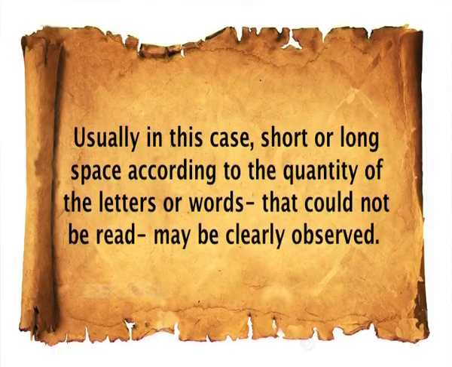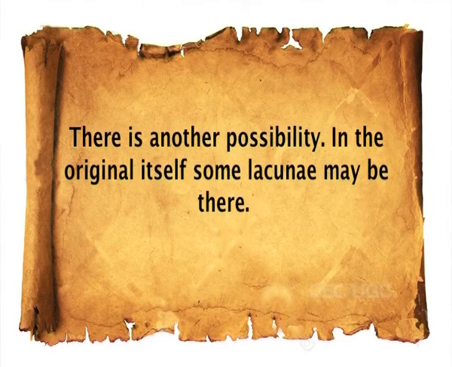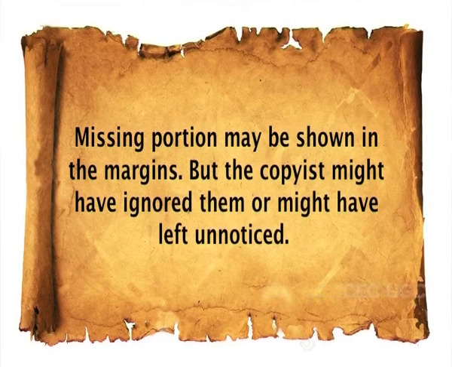Another possibility one cannot rule out is in the original. Some letters or words the copyists could not make out. He would leave them unwritten. Usually in this case, a short or long space, according to the quantity of the letters or words that could not be read, may be clearly observed. There is another possibility. In the original itself, some lacunae may be there. The missing portion may be shown in the margins, but the copyist might have ignored them or left them unnoticed.